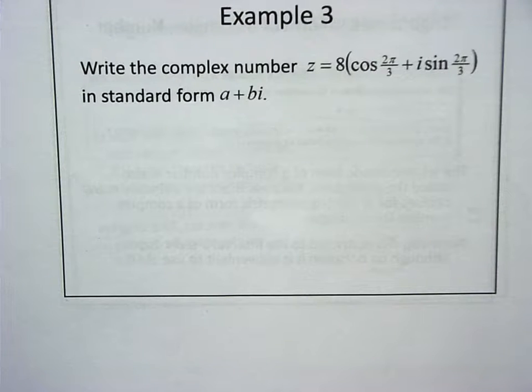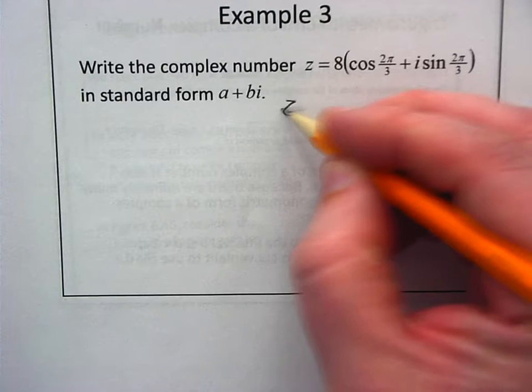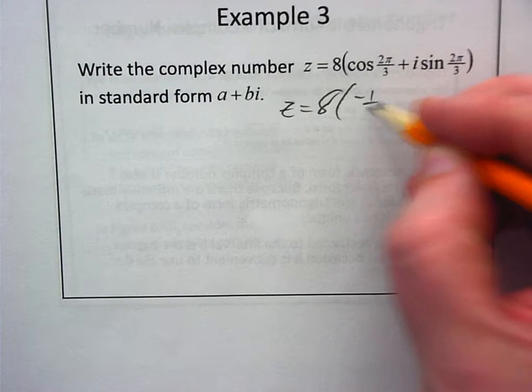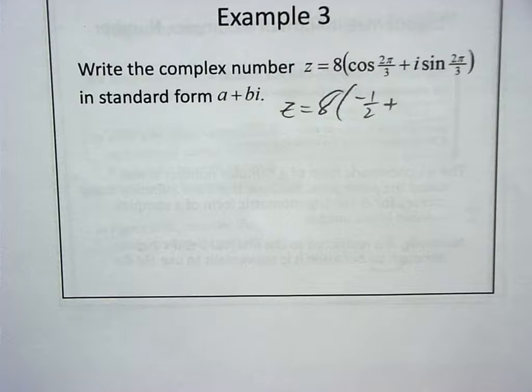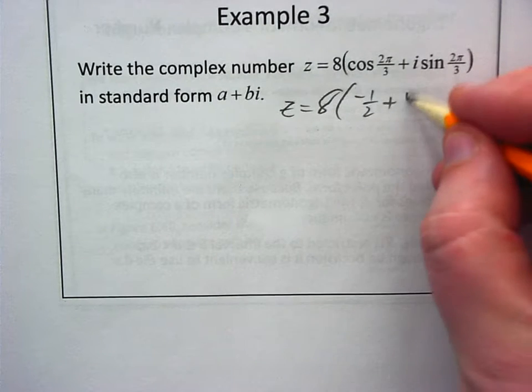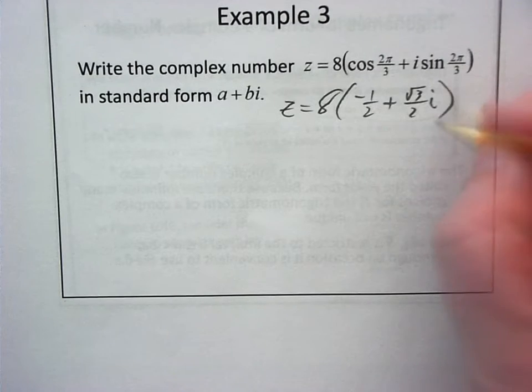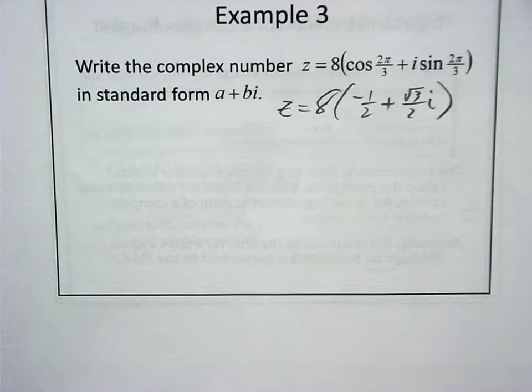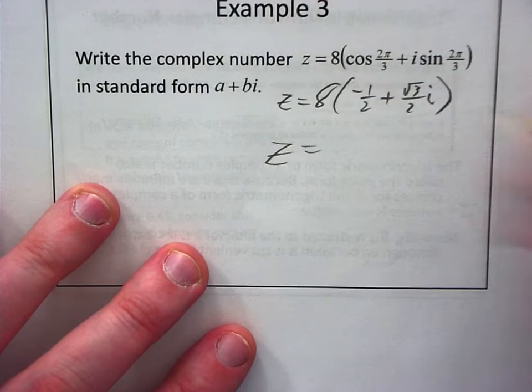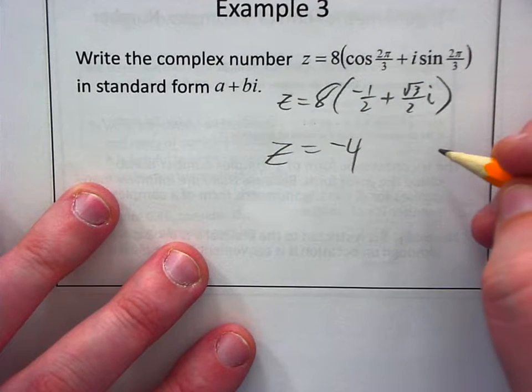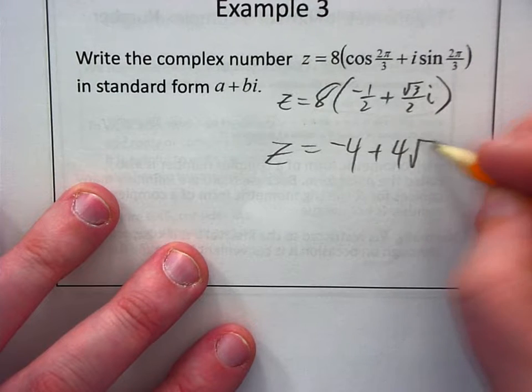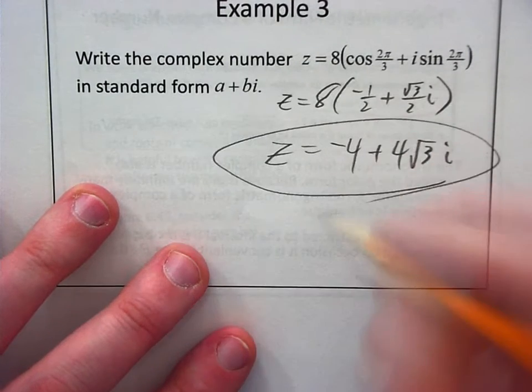This one's actually even easier. Just simplify it. What's cosine of 2 pi over 3? Negative half. So what I have here is z equals 8 times negative 1 half plus, what's sine 2 pi over 3? Square root of 3 over 2. i, and what? Distribute the 8. You get what? Negative 4 plus 4 square root of 3 i. And you're done.